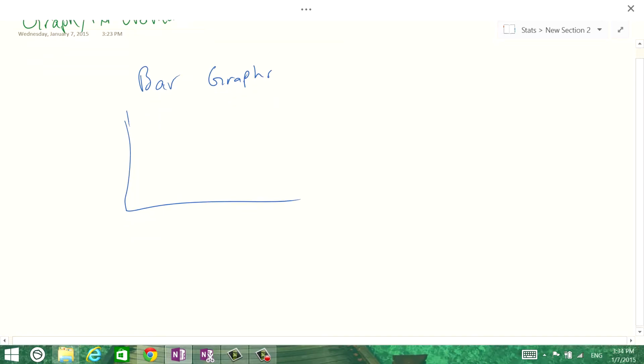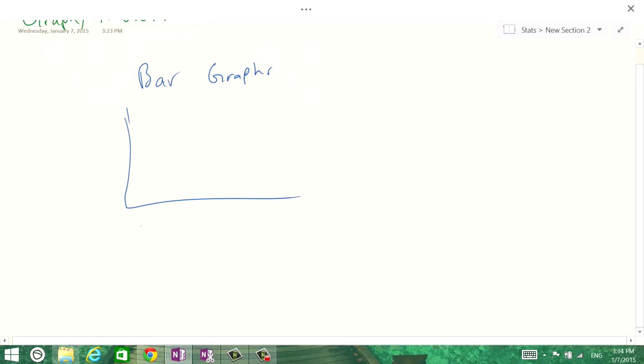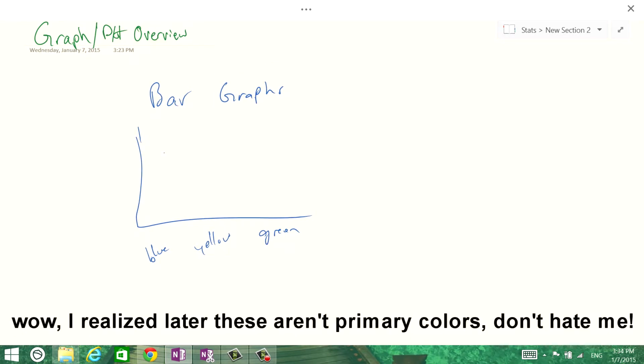So the first one, which I'm sure we're all familiar with, these are bar graphs. Now I don't think I need to tell you what they are, but I will show you a bar graph. So you have your different categories: blue, yellow, and green. Those just happen to be the primary colors. So what's your favorite primary color?